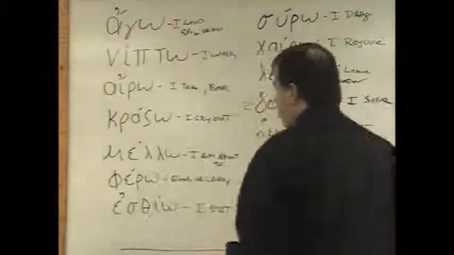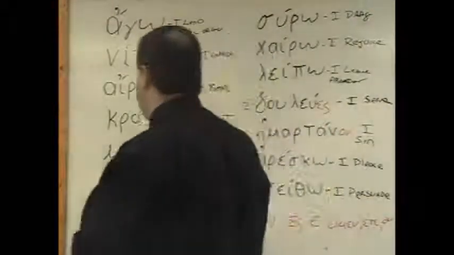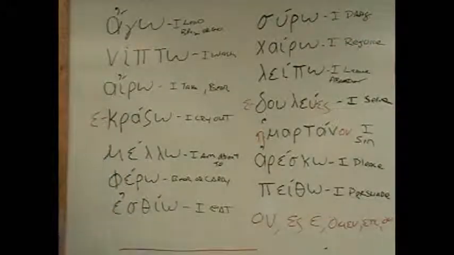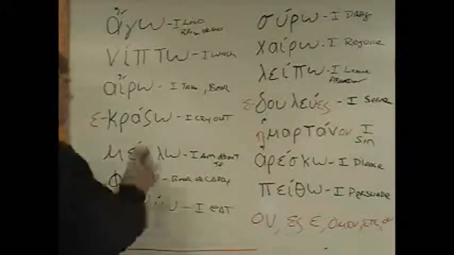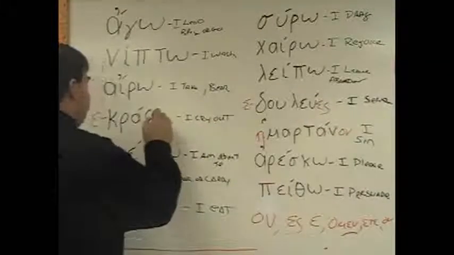Let's see here. Let's do one more. Let's do this one over here. Krazo. Krazo. We know that's a consonant, so we're going to put the epsilon on there, and we're going to lose this ending. Let's go for a first person plural, which would be omen.